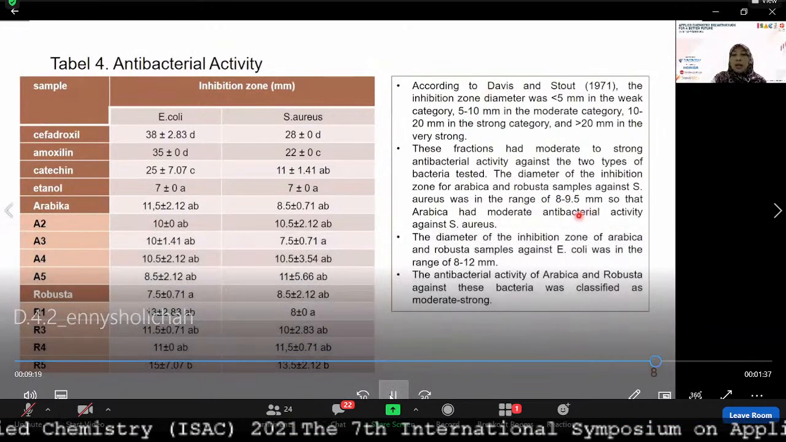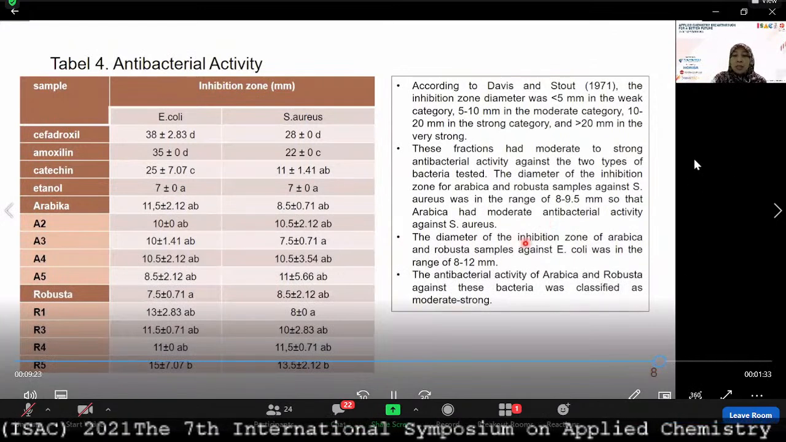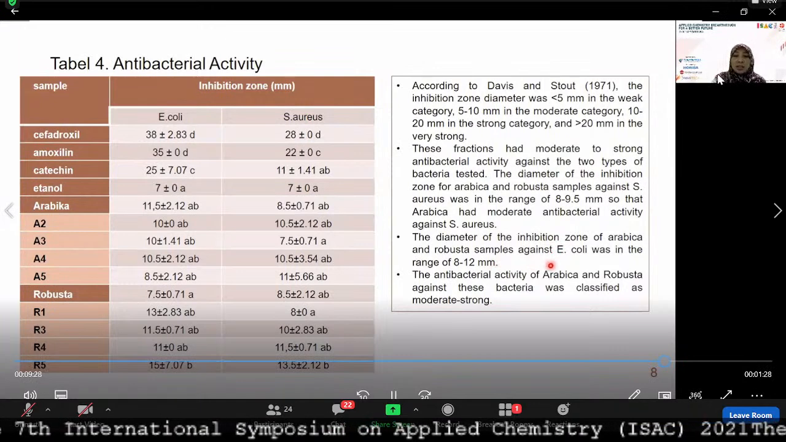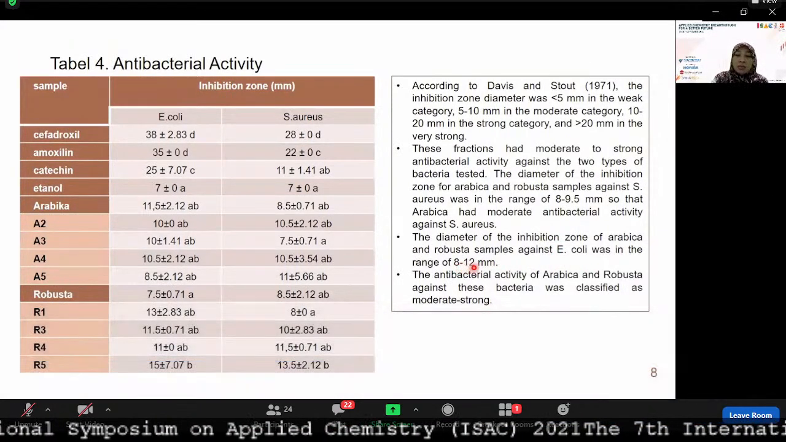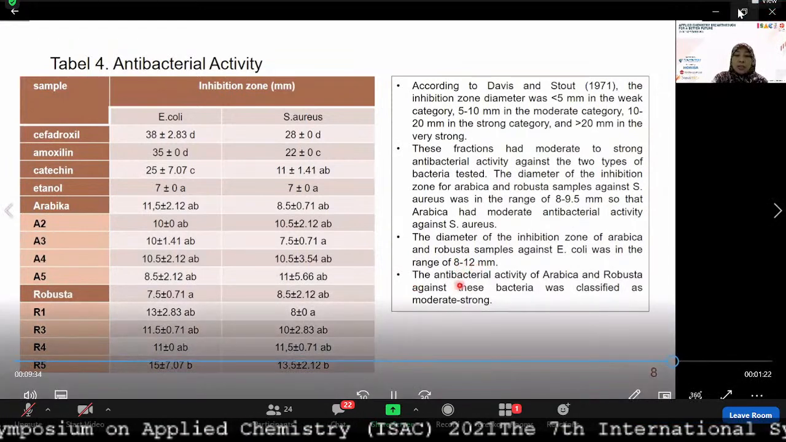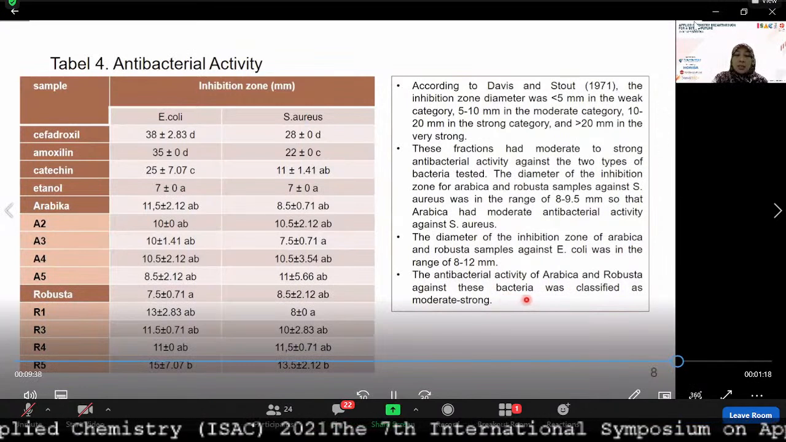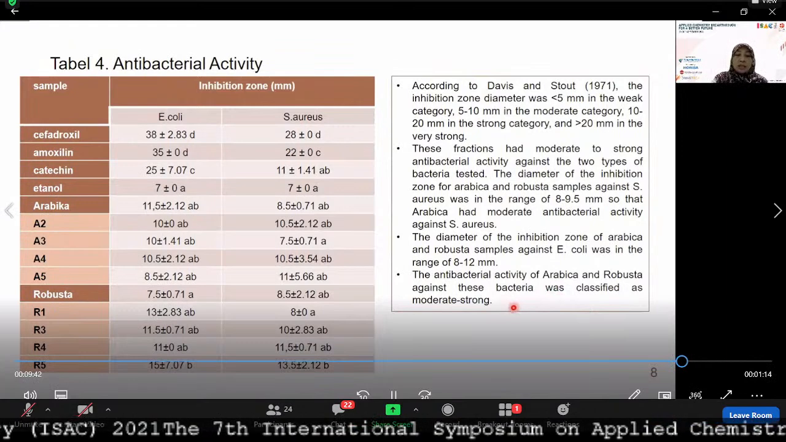After Ms. Solehah, okay. And then for the diameter of the inhibition zone of the Arabica and Robusta samples against Escherichia coli, it was in the range of 8 to 12. So the antibacterial activity of Arabica and Robusta against this bacteria was classified as moderate to strong.